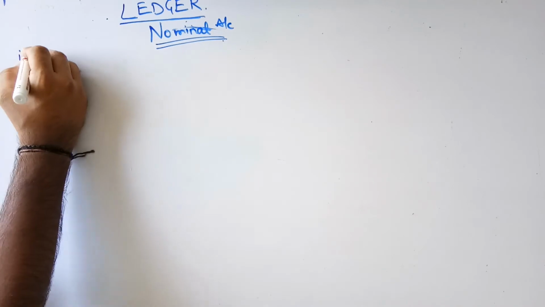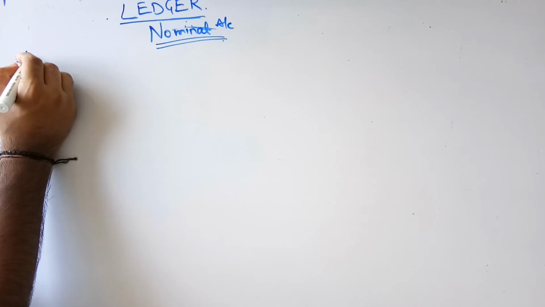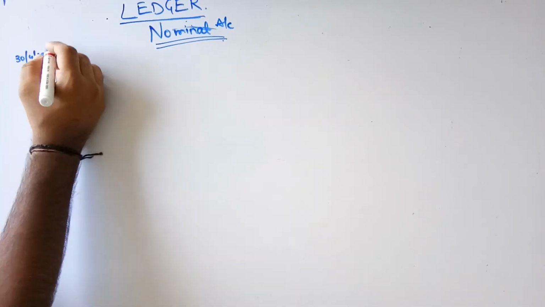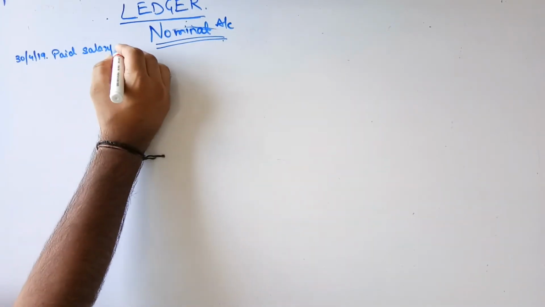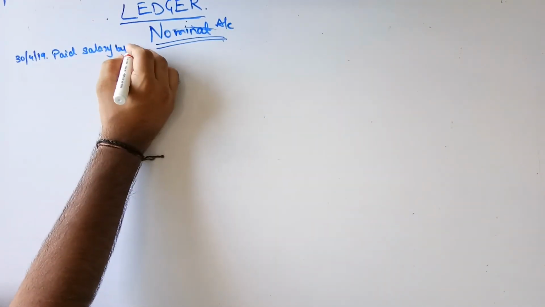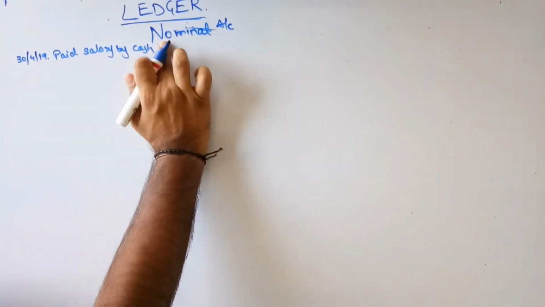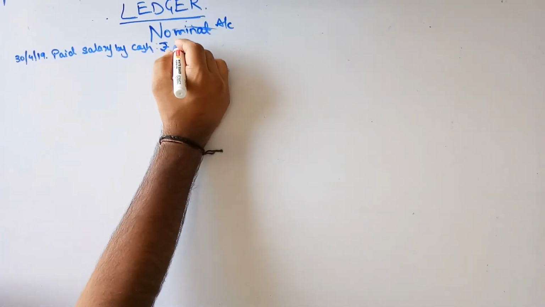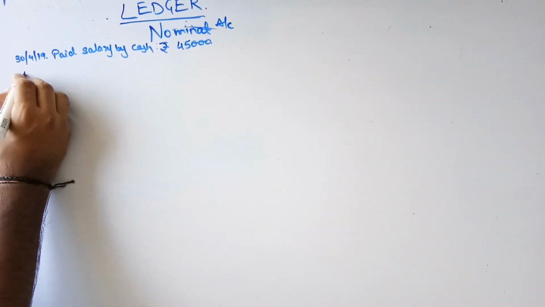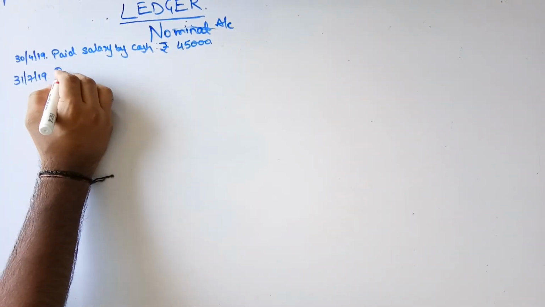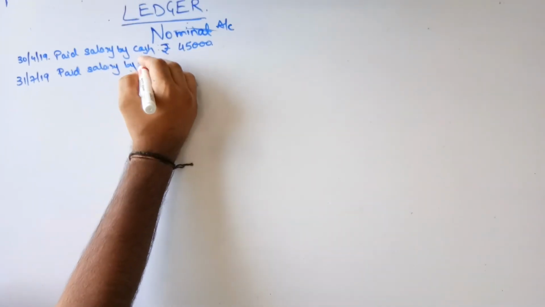Let's say in our example, on 30th of April, paid salary by cash is 45,000. 31st of July, paid by check.